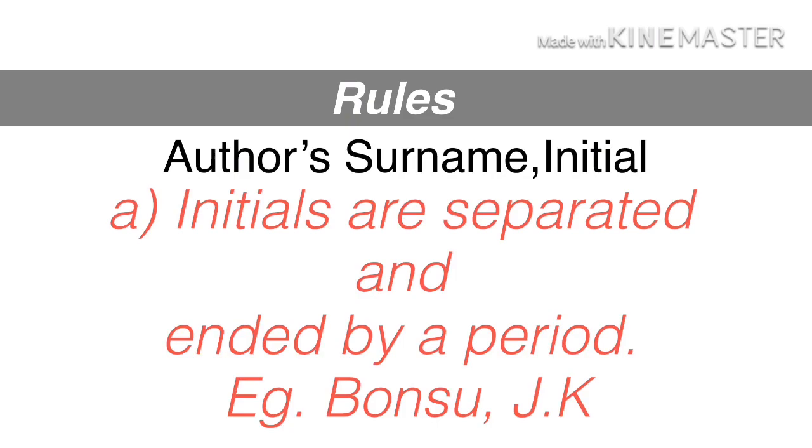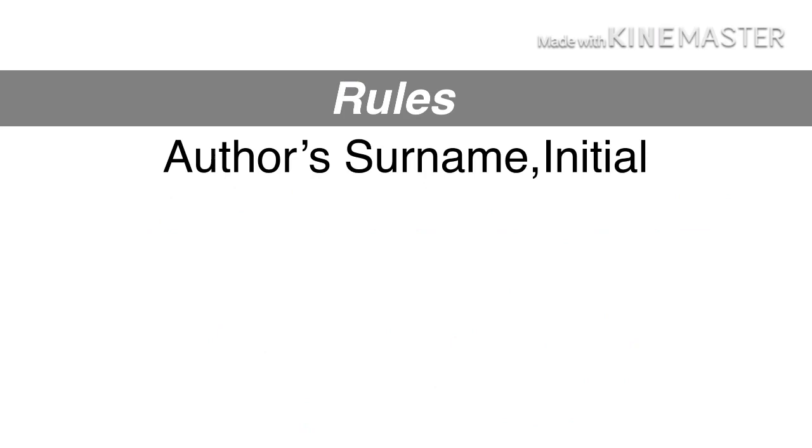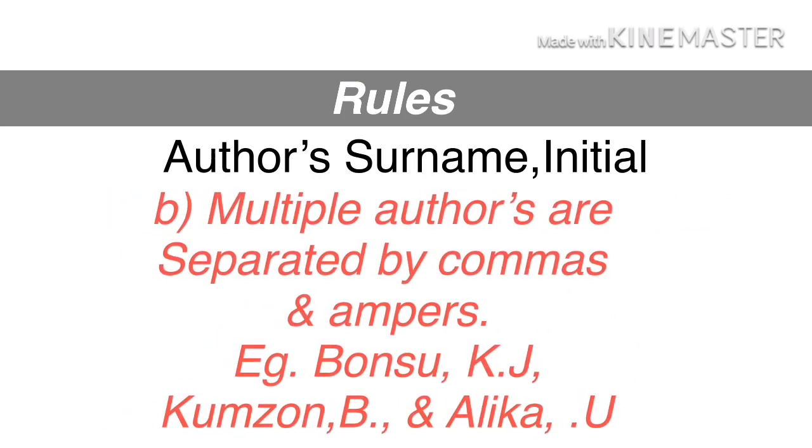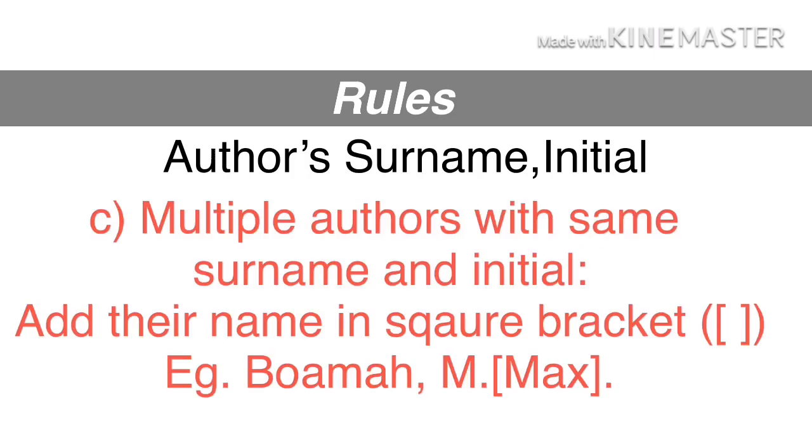Rules of author's initials. Initials are separated and ended by a period. Multiple authors are separated by commas and an ampersand. Example: Bonsu KJ, Kunzum B, and Alika U. Author's surname initial: multiple authors with the same surname initials add their name in square brackets.